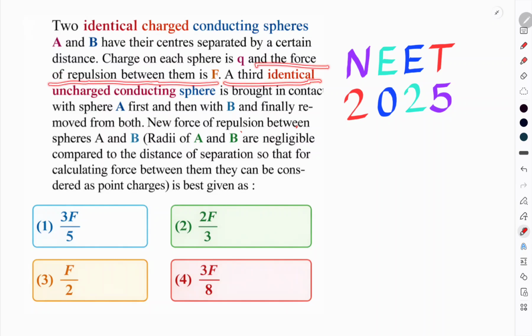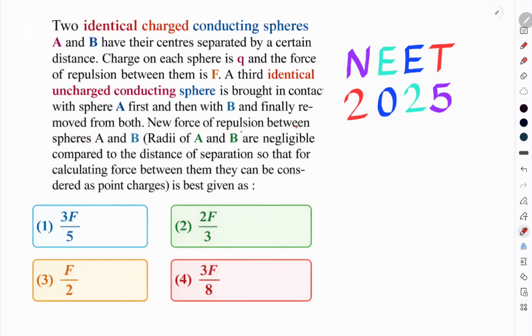A third identical uncharged conducting sphere is brought in contact with sphere A first and then with sphere B and finally removed from both. The new force of repulsion between sphere A and B is what we are going to find out. Radii of A and B are negligible compared to the distance of separation, so that for calculating force between them, they can be considered as point charges.